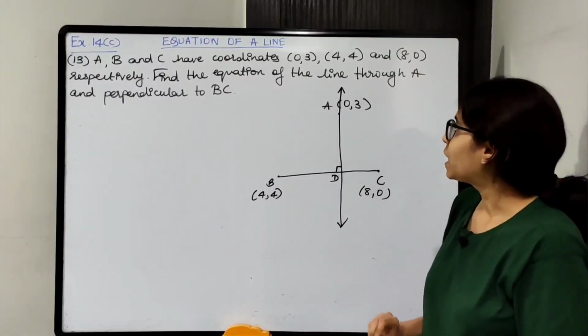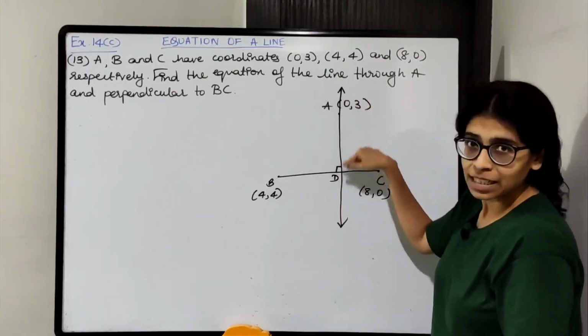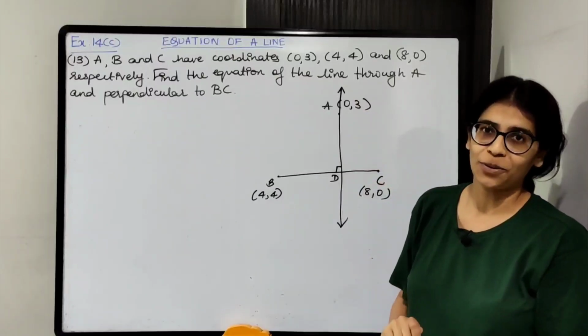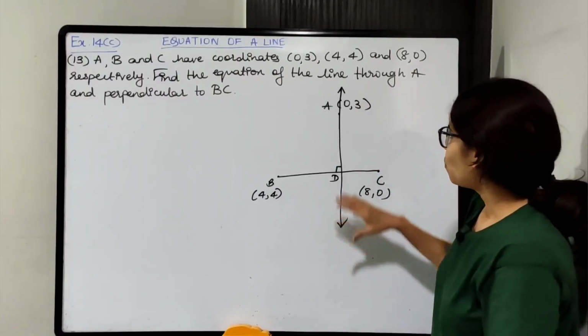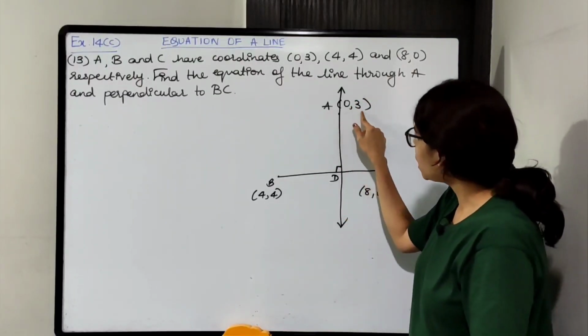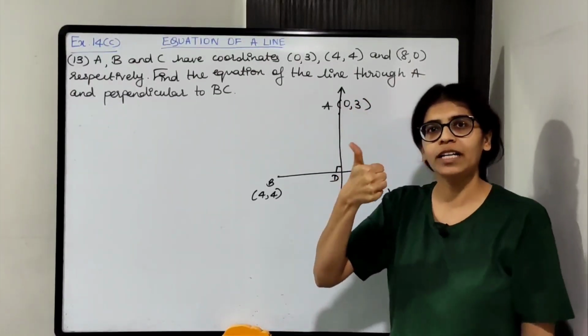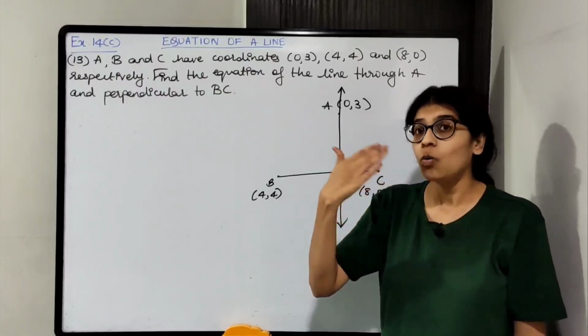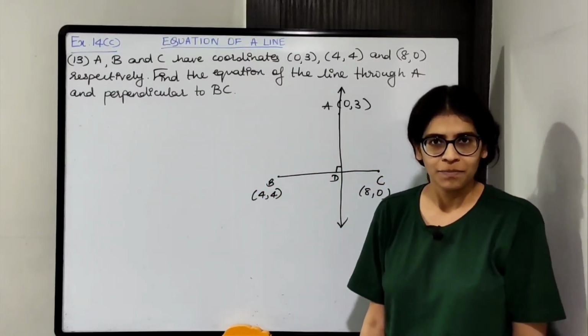Now we have to find the equation of this line. AD का equation find out करना है. So AD का equation, how will we find out? We know A का coordinates. So one point का coordinates पता है. What other information can we get?